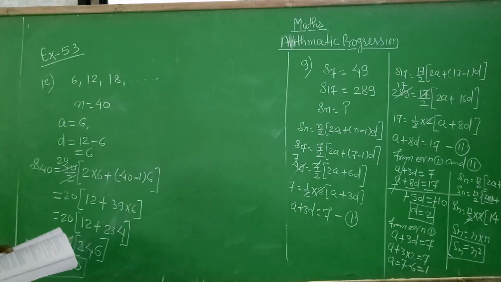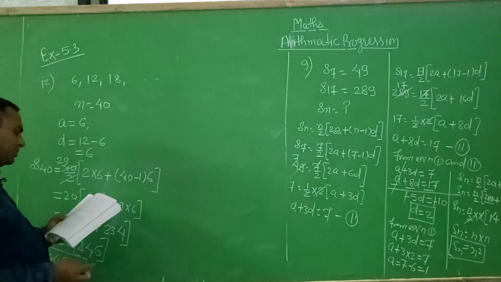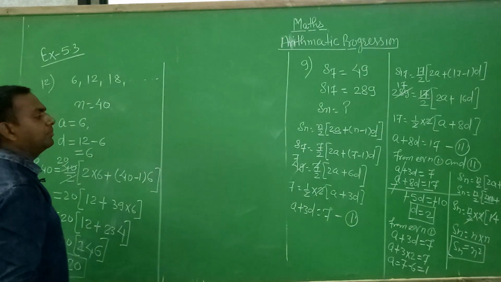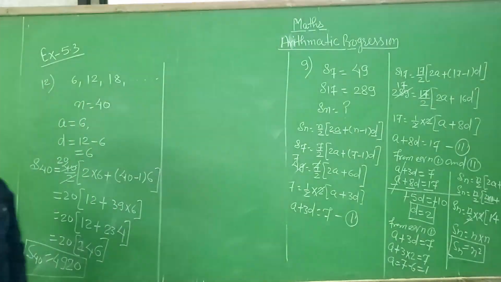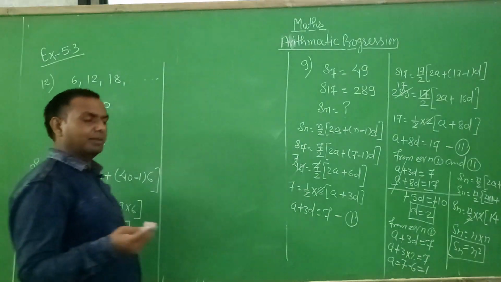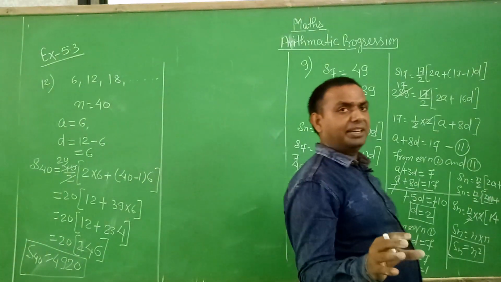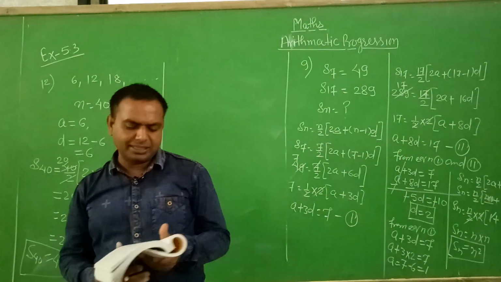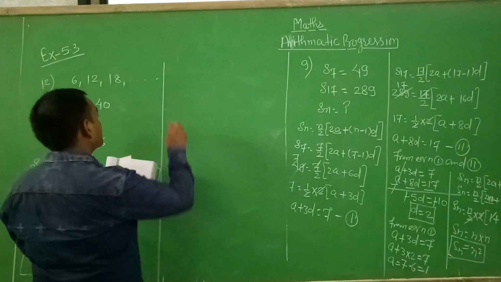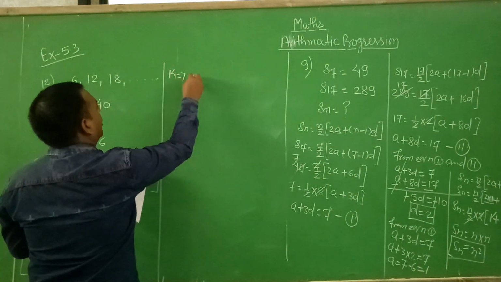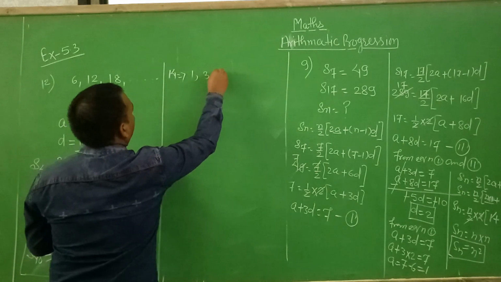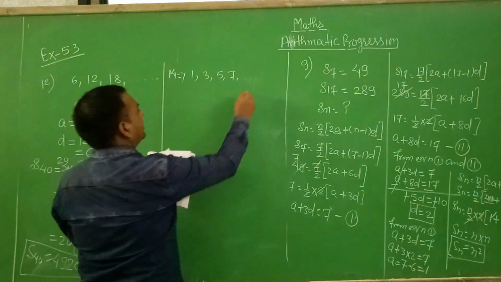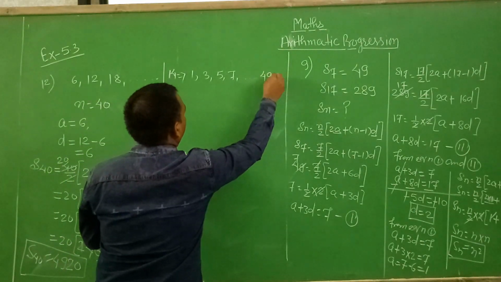Next question is to find the sum of the odd numbers between 1 and 50. First, we talk about odd and even numbers. What are odd and even numbers? The number which is divisible by 2 is called an even number, and the number which is not divisible by 2 is called an odd number. So question number 14. The odd numbers are 1, 3, 5, 7, and so on up to 50, which means the last number is 49.